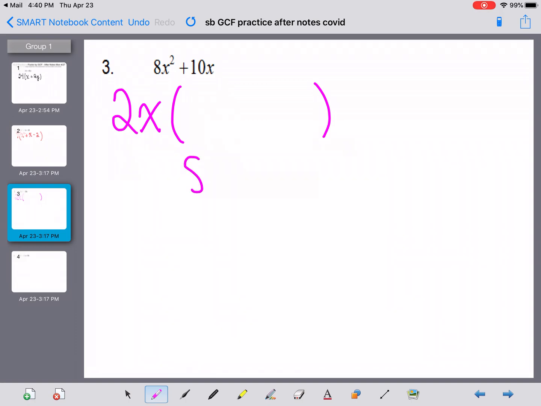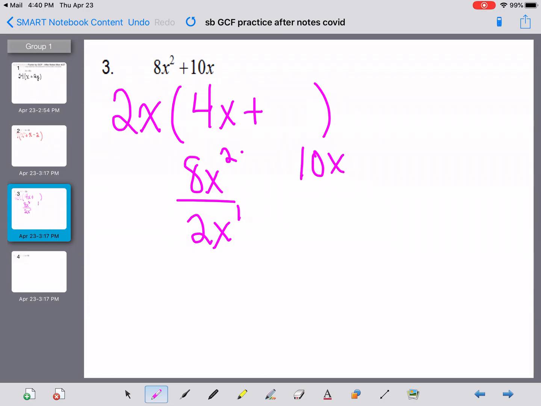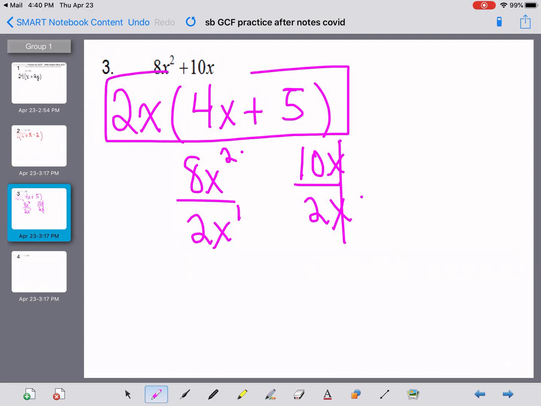So we're taking 8x squared divided by 2x to figure out this first term. And 8 divided by 2 is 4. X squared divided by x is x. We had 2 x's, we took out 1, we still have 1. 10x divided by 2x is the next part. 10 divided by 2 is 5. And what I often say is we had 1x, we took it out. Notice how the x's cancel out. So 2x times the quantity 4x plus 5 is our factored version of 8x squared plus 10x.